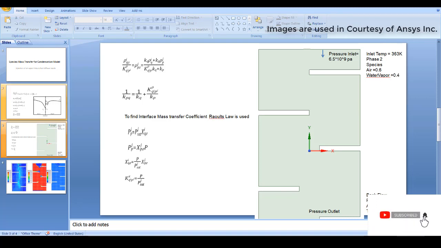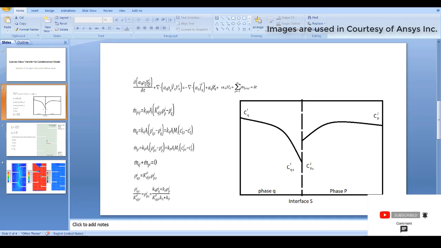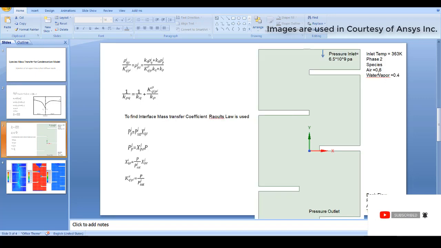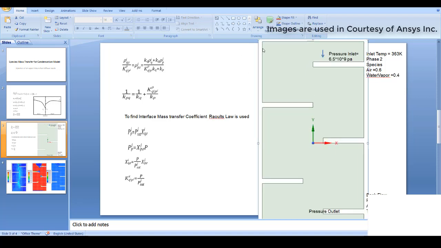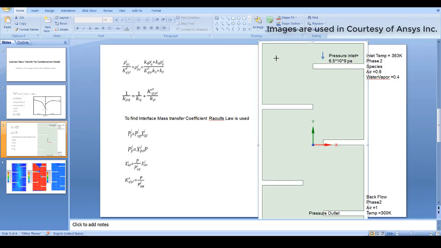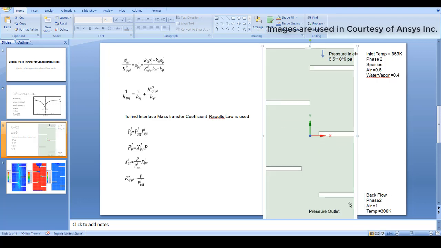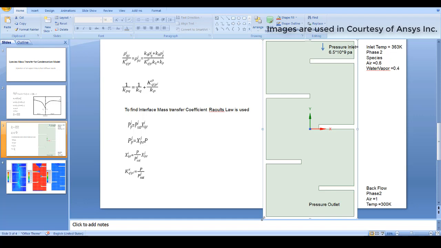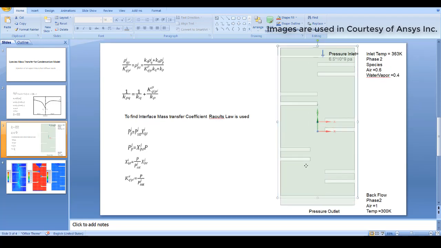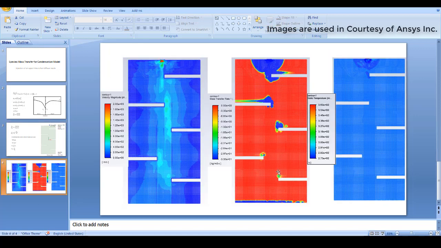So these are the fractions that I have previously mentioned here, this YQI. So those would be solved for air as well as water vapor, and the outlet I have given as backflow with phase 2, that is air with the total fraction, and the temperature is 300 Kelvin, and all these rectangular walls are given 263 Kelvin in order to have the condensation occur at those walls.